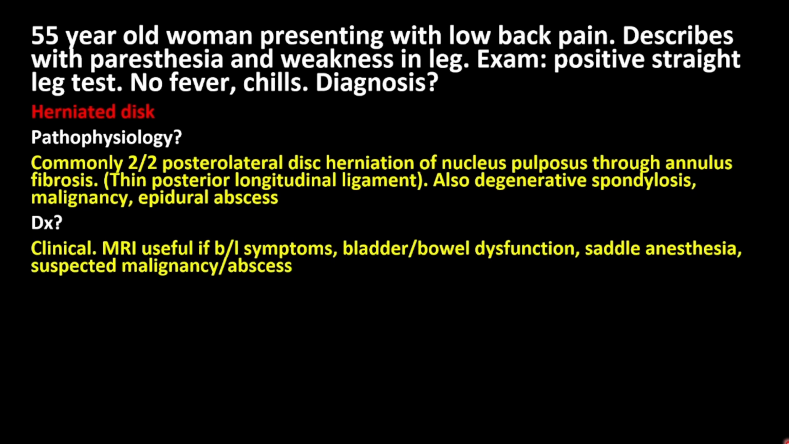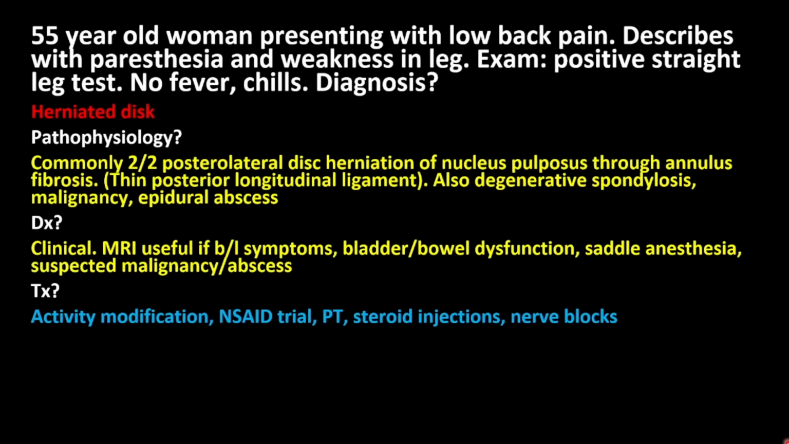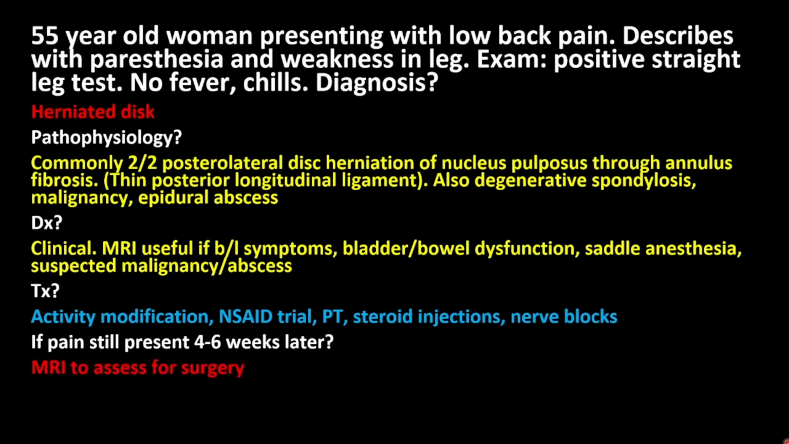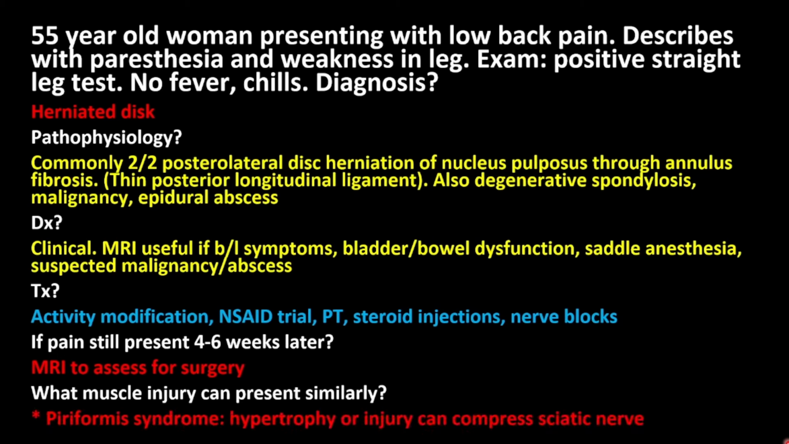Diagnosis is typically clinical, but MRI can be obtained if bilateral symptoms or if they have neurologic dysfunction. Treatment, again, is typically activity modification, NSAIDs, physical therapy, and other supportive treatment. But if pain is still present 4 to 6 weeks later, you can obtain an MRI to assess for surgery. And then there is one muscle injury that can present similarly, and that is piriformis syndrome, which is hypertrophy or injury to the piriformis, which can compress the sciatic nerve and can look very similar clinically to a herniated disc.